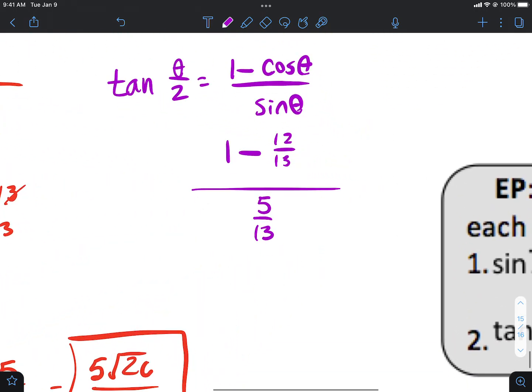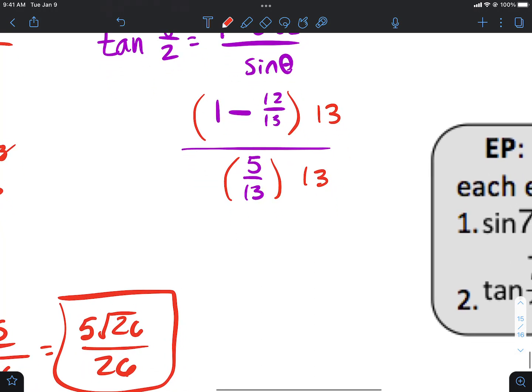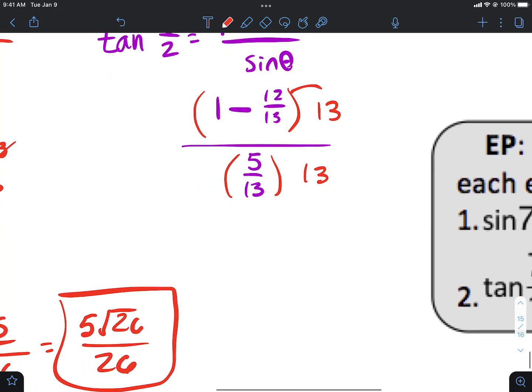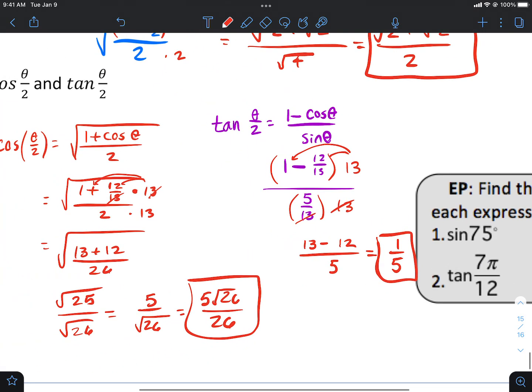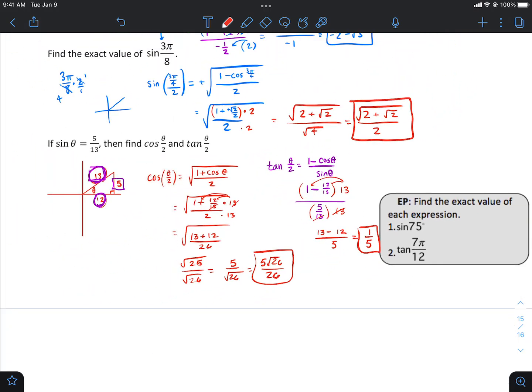And then we're going to do our little strategy again of cleaning up complex fractions here. Multiply top and bottom by that denominator, multiply that fraction there by that denominator. Comes out to 13 minus 12 up there in the numerator. And the 13 and the 13 down in the denominator will cancel, so that comes out to 5. So actually it comes all the way out to 1/5. And that'll be it here for today.